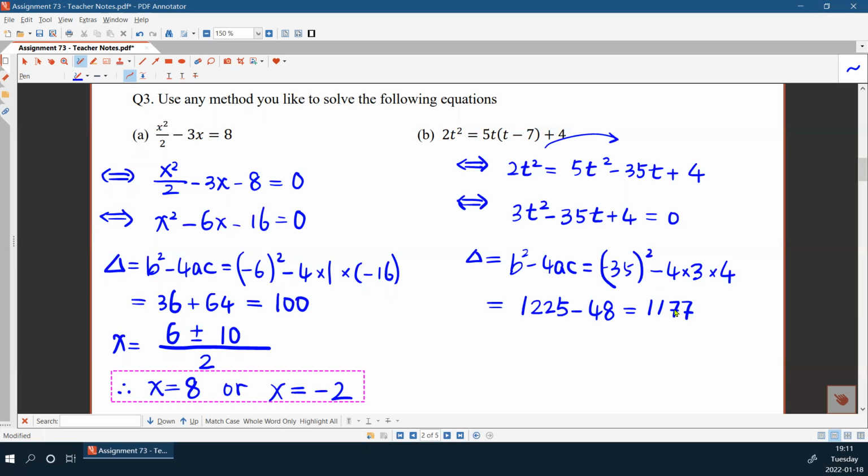Then you can try to factor 1177, which is actually not a perfect square number. Then t is given by this formula. 2a is the denominator, which is 6. Then -b, which is 35. Then positive or negative square root of delta, which is square root of 1177. So this is basically the final solution.